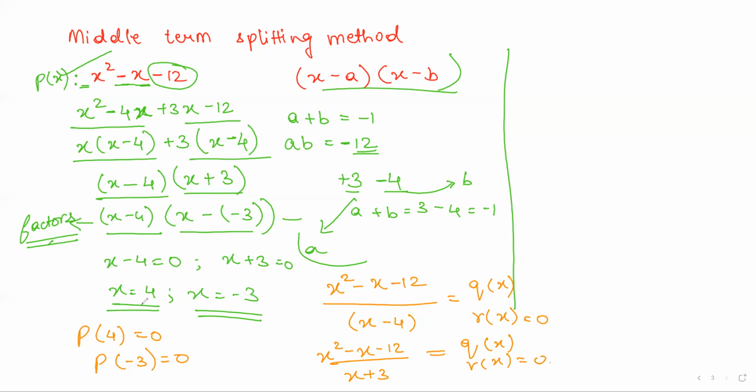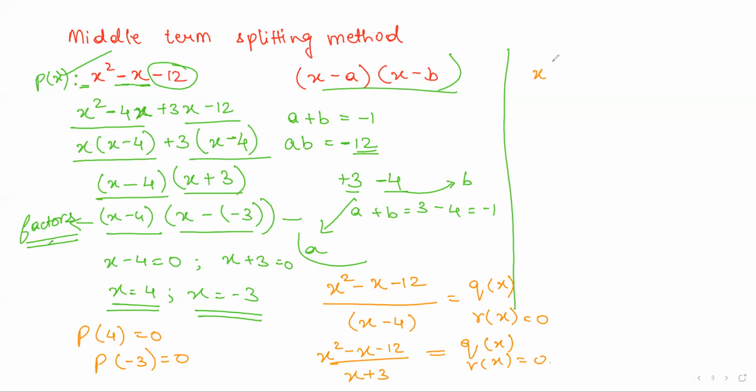So a proper understanding of what you're dealing with and why you're writing the way you're writing is a must in these kinds of questions. They will be carried forward further in 10th standard as well. So make sure your concepts are crystal clear. Let's take a few examples of this middle term splitting method. If I take x squared plus 7x plus 12 equal to 0, then let this be another s of x, a polynomial.